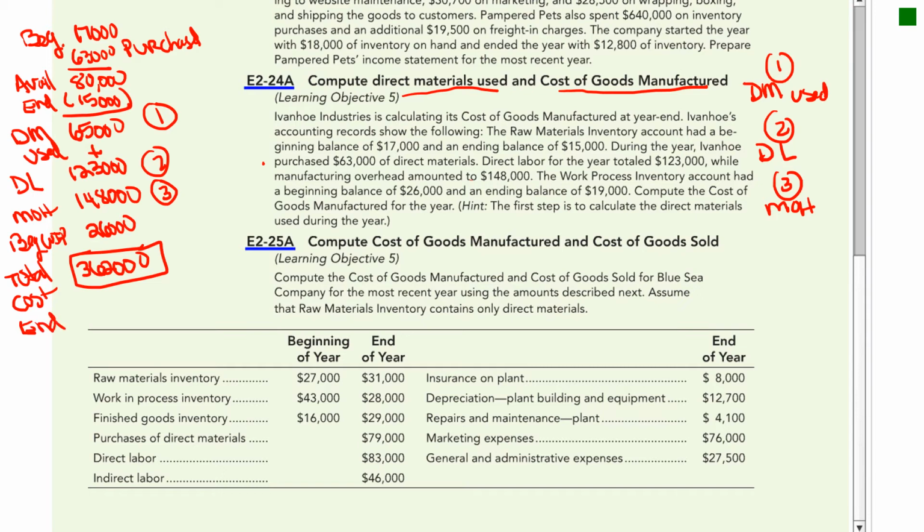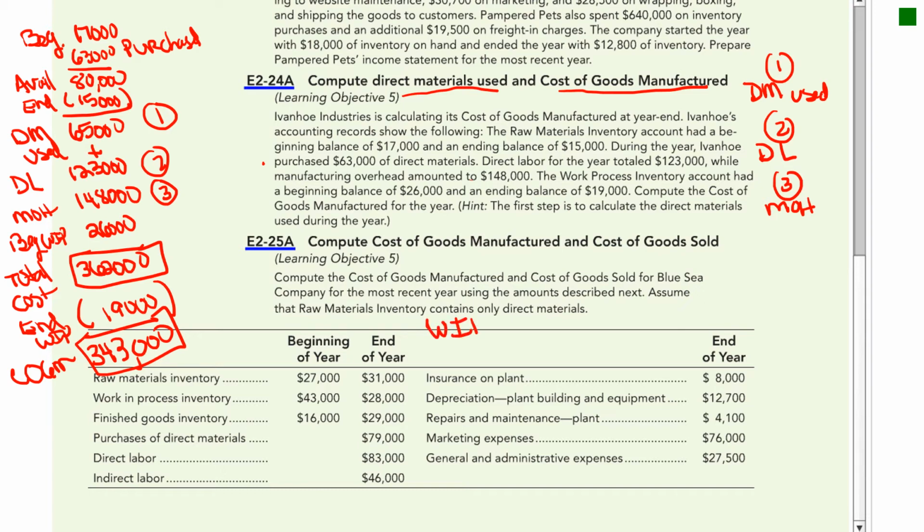And then the last step is to subtract out your ending work in process, which, it looks like, is $19,000. And when you subtract that out, you get $343,000. That's your COGM. That's how much they made. That's basically what's going to be moving from work in process into finished goods.